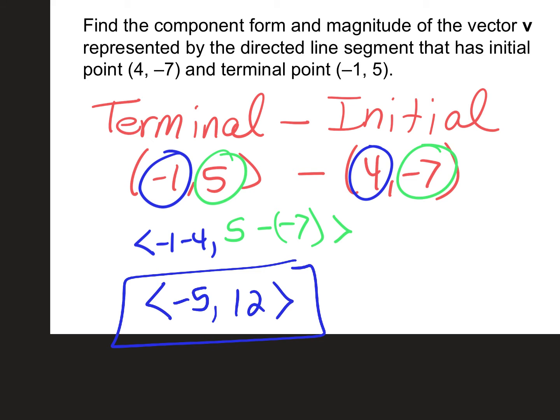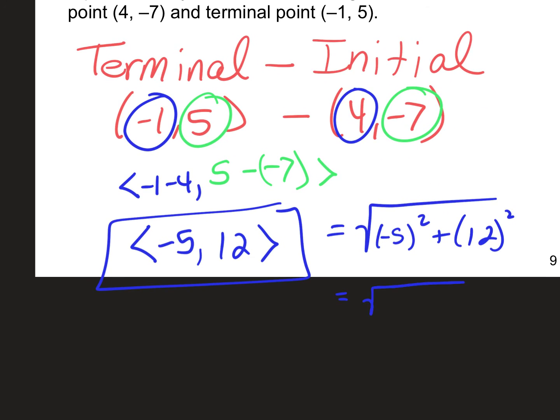Now, if they ask you for the magnitude, once you have your vector, you don't have to worry about your x's and your y's and subtracting and all that stuff. Your magnitude right here, you take v1 and v2. So I'm going to say negative 5 squared plus 12 squared, and I take the square root of it. So the magnitude, what is negative 5 squared?